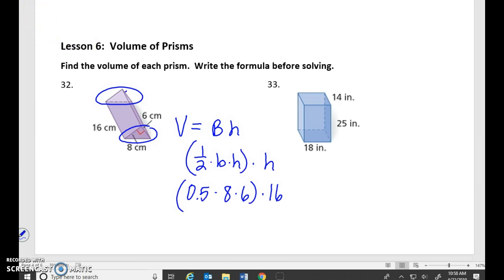Okay, so we have our formula down. This is the area of the triangle base times the height. We wrote our numbers in, and we go 0.5 times 8 times 6, which is 24, times 16, is 384 centimeters cubed.